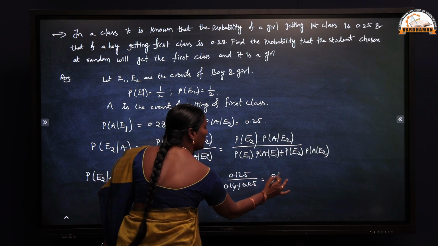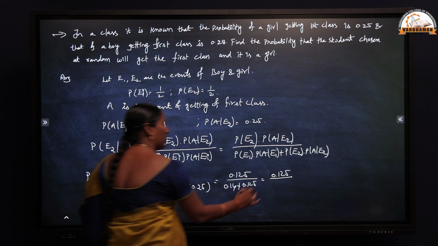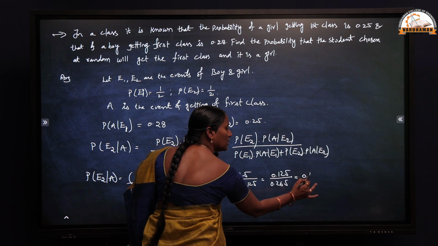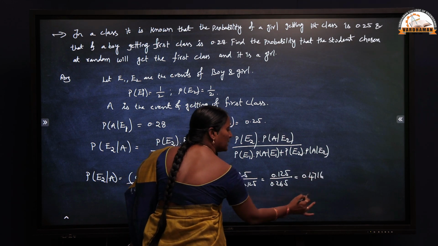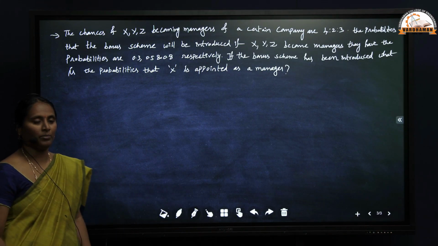So this will be equal to 0.14 plus 0.125. It will be 0.265. So the required probability is equal to 0.4716. That is the required probability. Now let us see the next problem on Bayes' theorem.